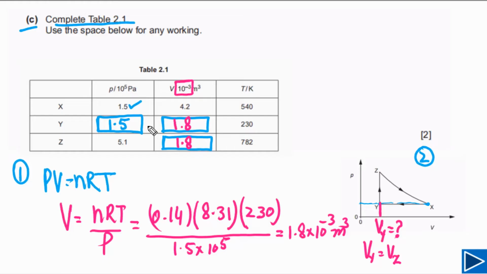This question has 2 marks. If you have got the right value of P, you will get 1 mark, and this is the P mark. And if you have got these 2 values right, you will get the second P mark. So this is the second P mark.